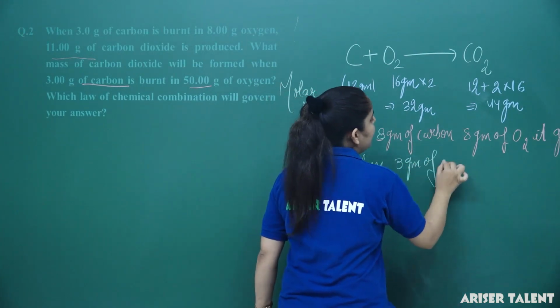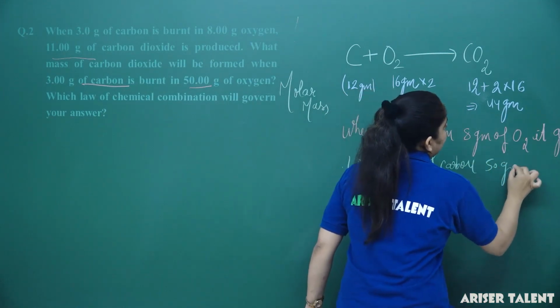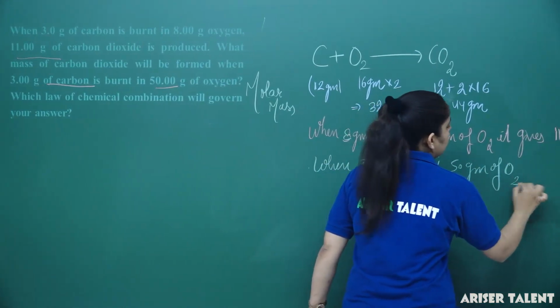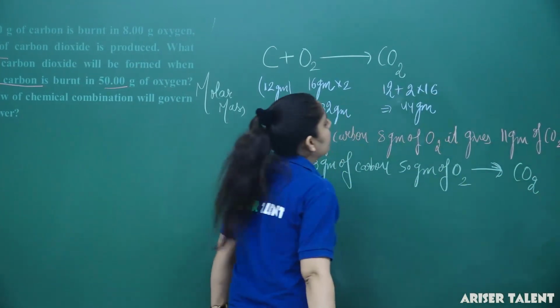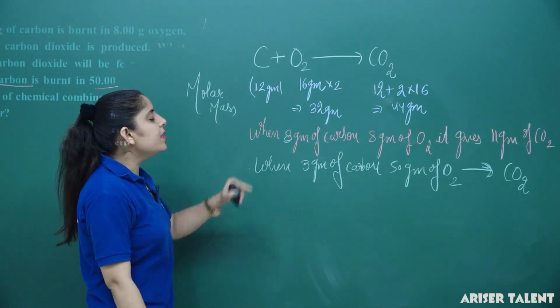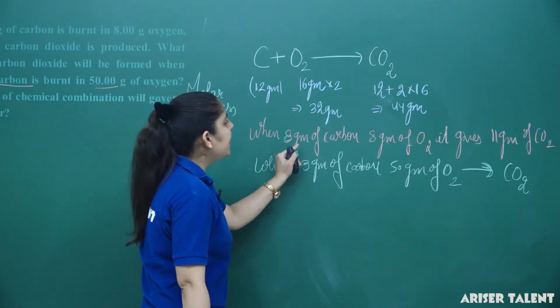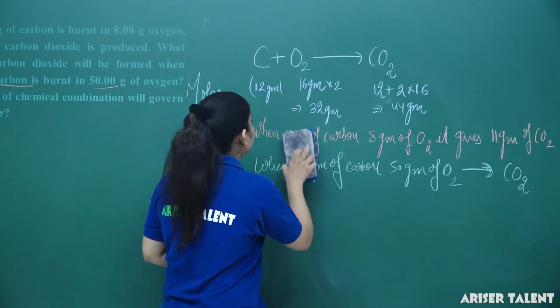3 gram of carbon, 50 gram of O2, and you have to determine the CO2 here. So, this will be the sample here. Now, you can see that this is 3 gram of carbon and 8 gram of O2.